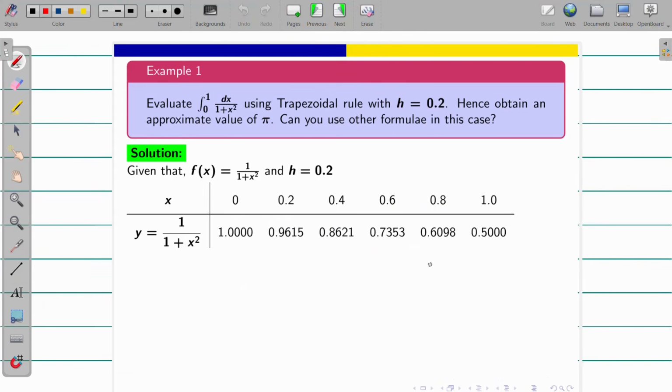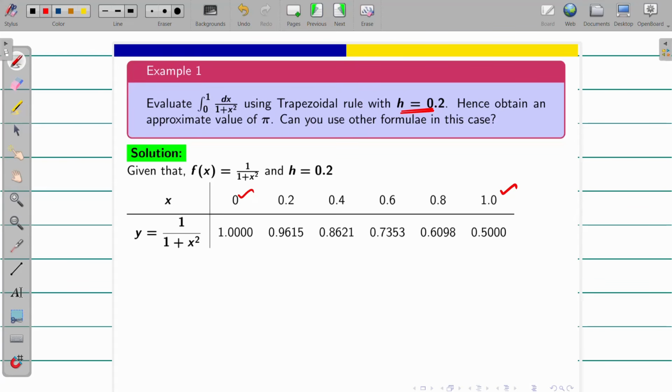Now come to the problem. The x value varies from 0 to 1. What about the difference? The h value is 0.2. So 0, 0.2, 0.4, 0.6, 0.8, 1. This table we have to find, guys. They won't give it. Sometimes if they are giving, no issues, we can directly take it and solve it easily. But if they are giving simply this integration, we should find the table.